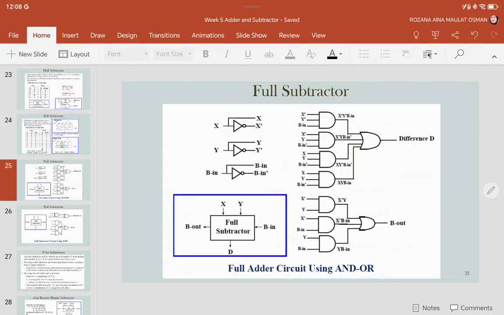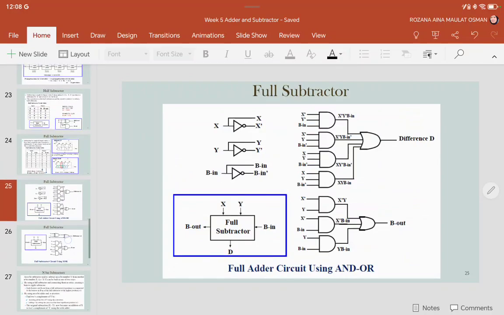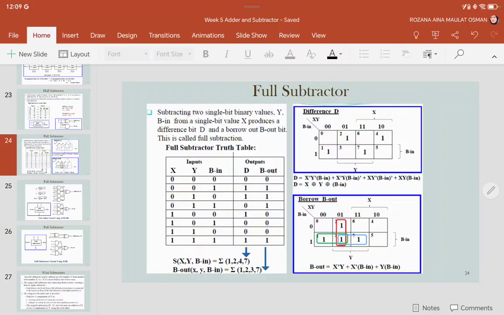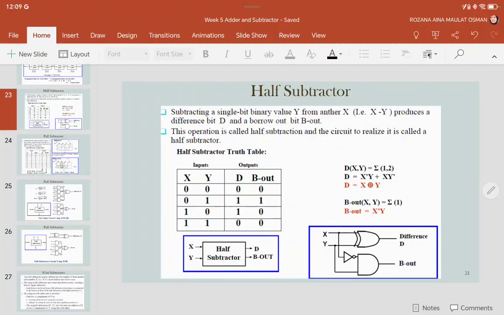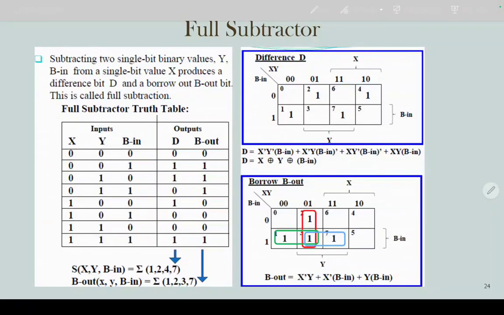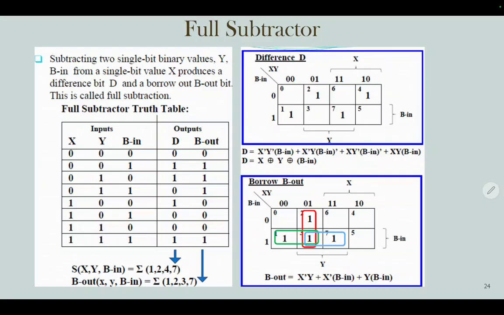Okay, this is an example for the full subtractor, with the difference output and the borrow out. The full subtractor can be represented by 3-bit binary, from 0 0 0 until 1 1 1. If you perform the K-map for locations 0, 1, 2, 3, 4, 5, 6, 7, you can see 1, 2, 4, 7.